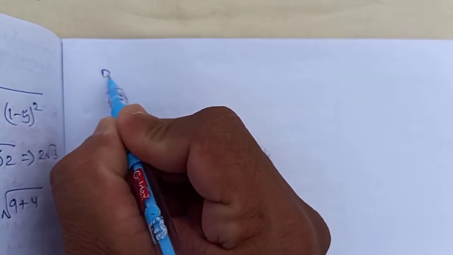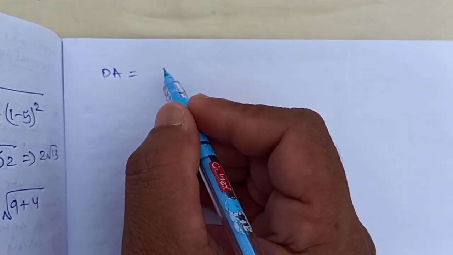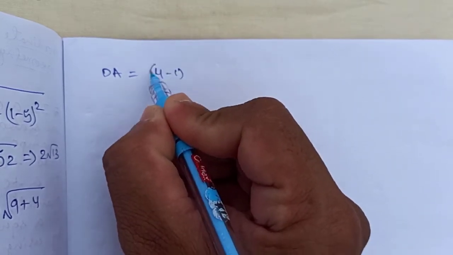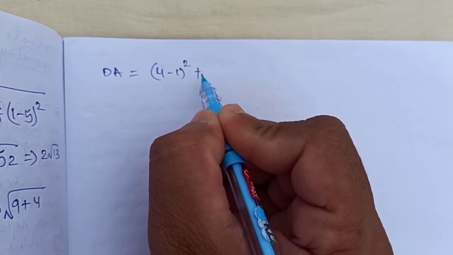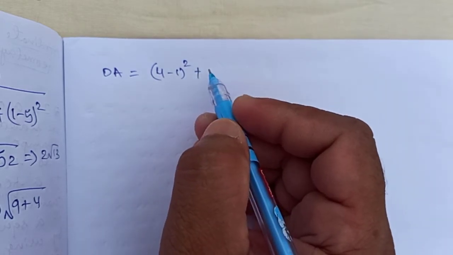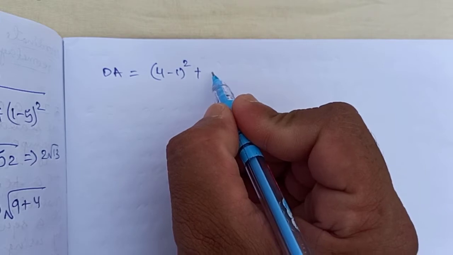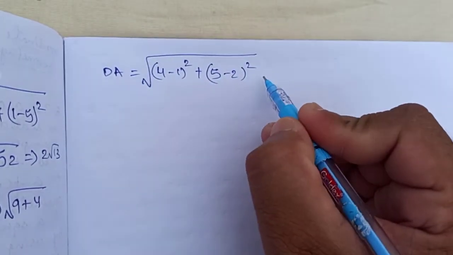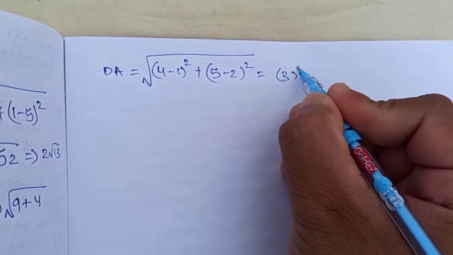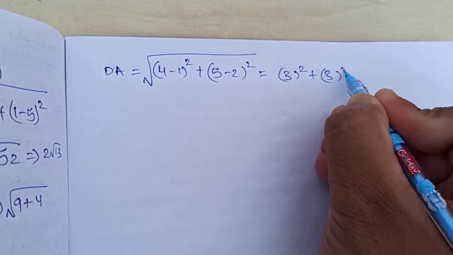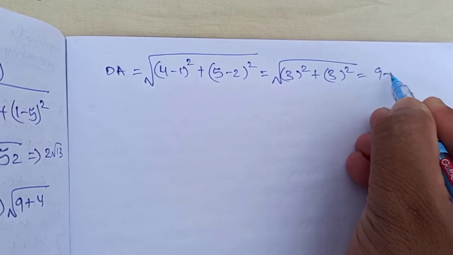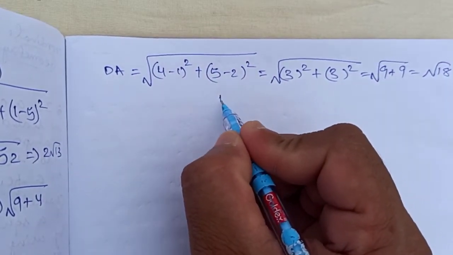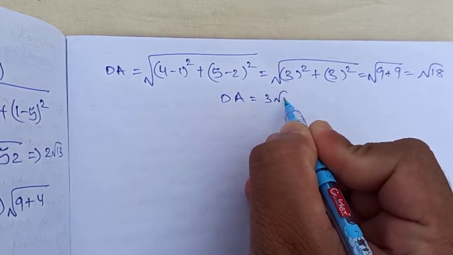Okay, DA equals to 4 minus 1 whole square plus 5 minus 2 whole square, root. Okay, 4 minus 1 is 3 square, 5 minus 2 is 3 square, 3 3s are 9, 3 3s are 9, 9 plus 9 is root 18. So the distance between DA is 3 root 2.